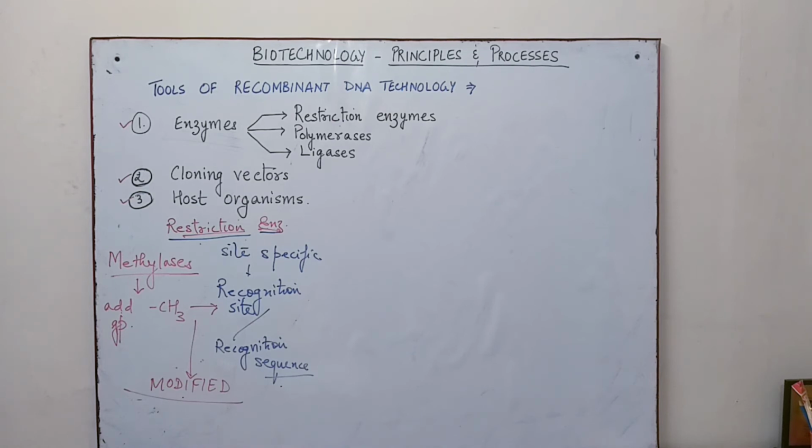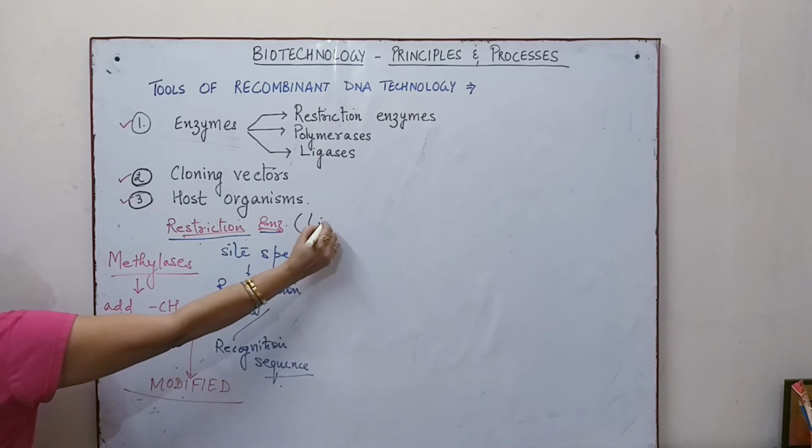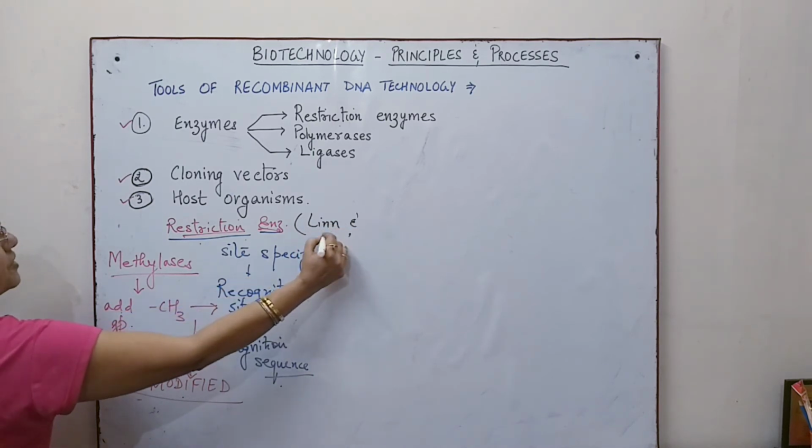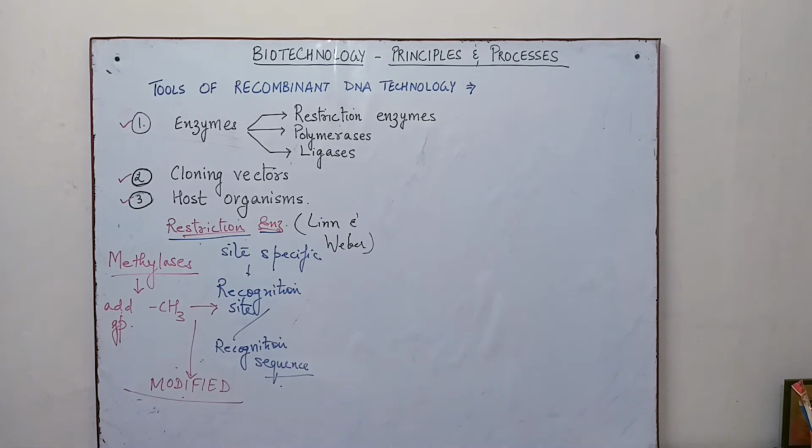The restriction enzymes were first isolated by Stewart Linn. They were first isolated by Linn and Arber. These two scientists first isolated the restriction enzymes in 1963.